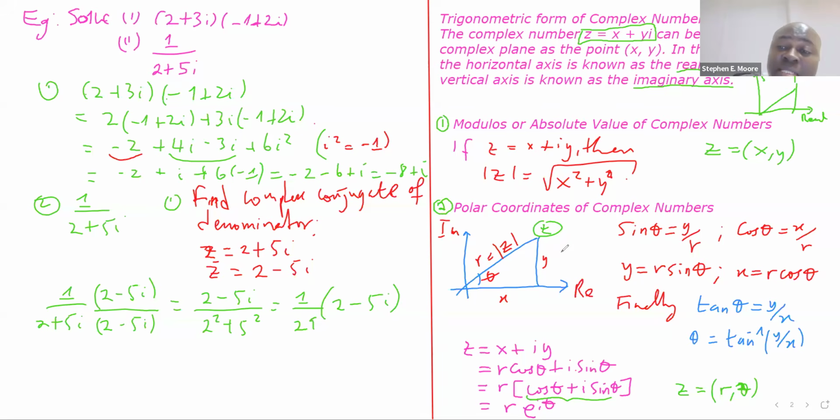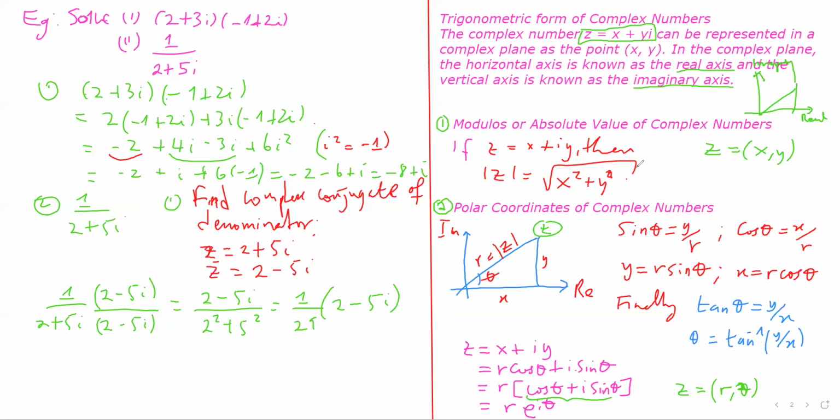Of course, if sine theta is equal to y over r, then we can write y in terms of the modulus and the angle, which is r sine theta. And x in that sense will also become r cos theta. And then finally, we can write tan theta as y over x. This means the angle theta here is nothing but the tan inverse of y over x.